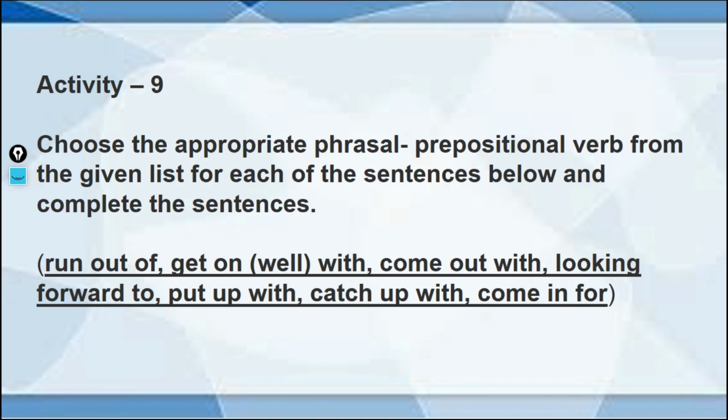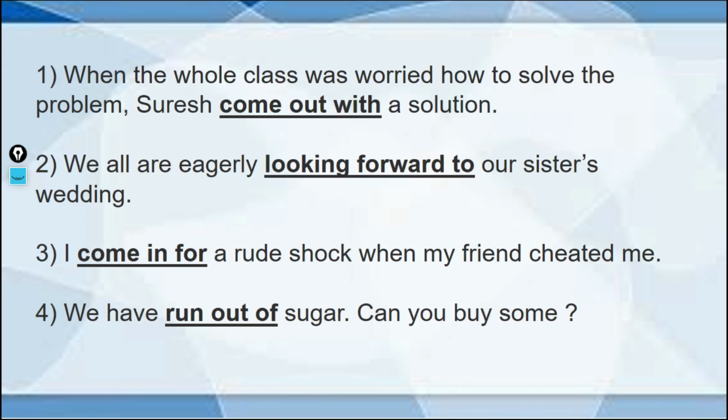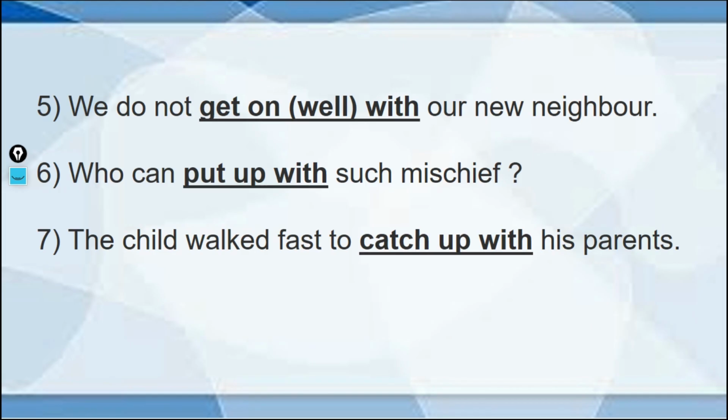Activity 9. We have to choose appropriate phrasal prepositional verbs from the given list for each of the sentences below and complete the sentences. Here you have the words run out, come with, looking forward, put up, catch up, come in, and so on. So look at the examples. We are eagerly looking forward to our sister's wedding. Suresh has come out with a solution. We have run out of sugar. Can you buy us some? The child walked fast to catch up with his parents. Who can put up with such mischief? We do not get on well with our new neighbor.